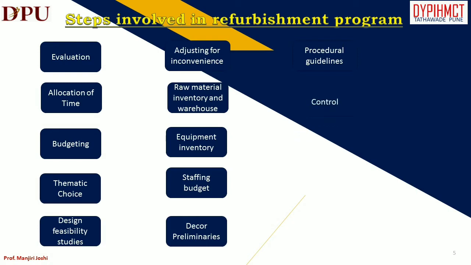Next step is control of various factors such as finance, purchasing, contracts, and inspection. Last step of this program is where handover is taken from the contractor of the completed project. A detailed snag list is prepared by the housekeeping after physical inspection.